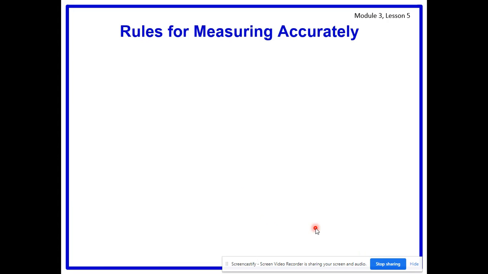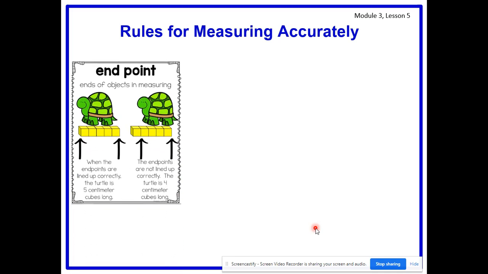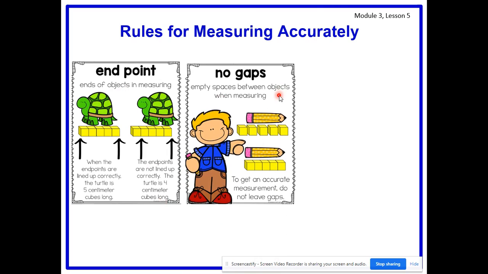Well, let's review our rules for measuring accurately so that when we measure the string, we know how to measure accurately, which means correctly. So, first rule is that we must align the endpoints, and that's the end of objects in measuring. When the endpoints are lined up correctly, you see how the turtle's 5 centimeter cubes long? If the endpoints are not lined up, the turtle ends up being 4 centimeter cubes long. And we don't want that. We want correct measurements.